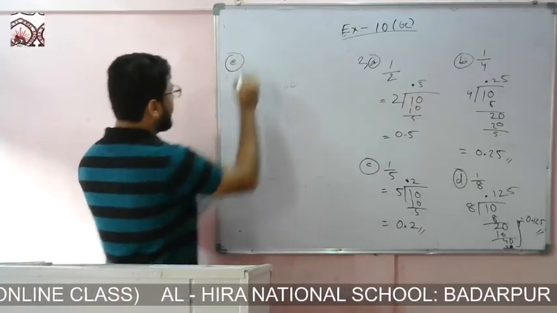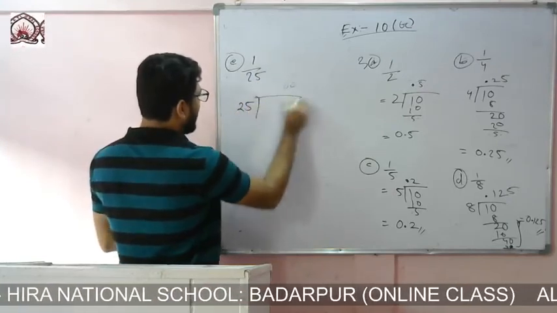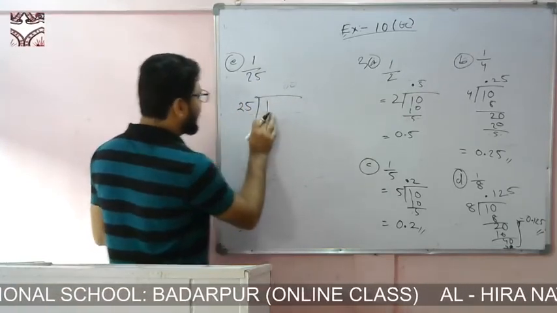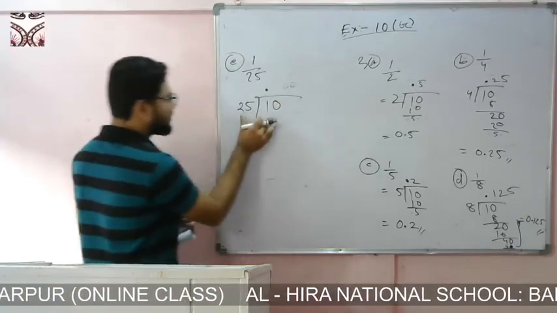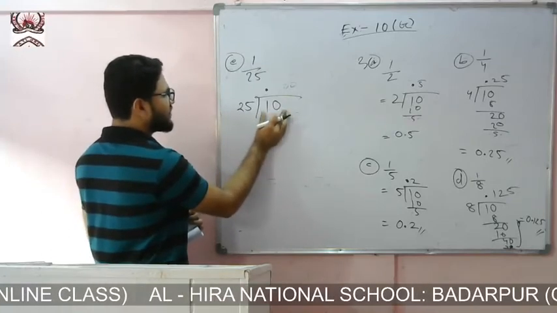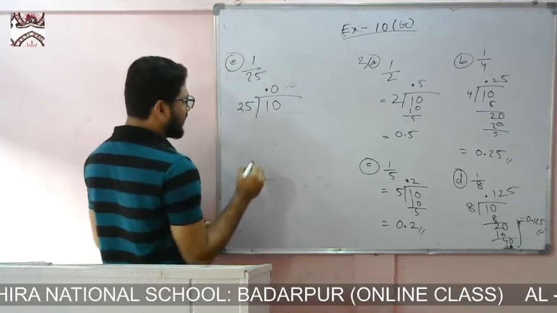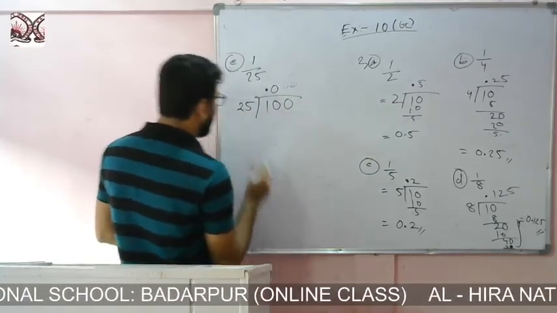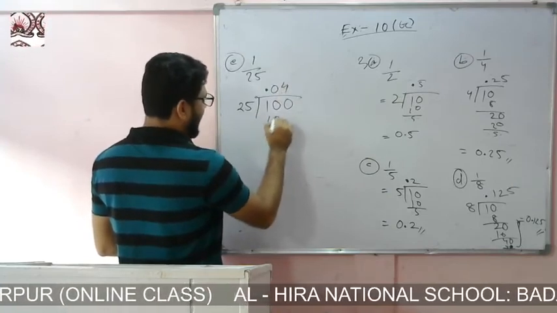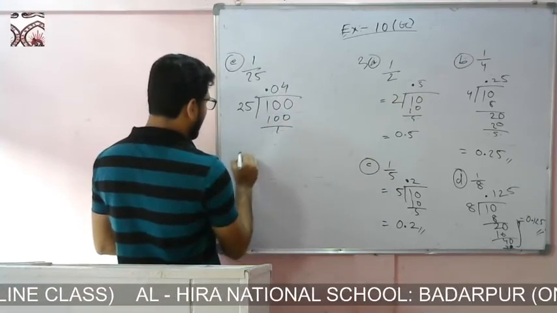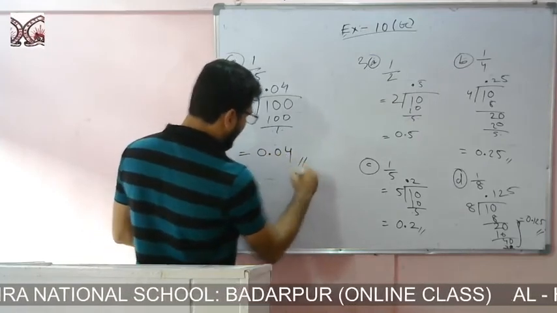Okay, 1 by 25. So 25 1. So we cannot divide 1 by this one. So we'll put a point. We'll bring 10. Again we cannot divide because the dividend is smaller than the divisor, because 10 and 25. So again we'll put 0. Then we'll bring 0. Then 100. Then you can divide: 25 4s are 100. Okay, so we can write 0.04 is the required answer.